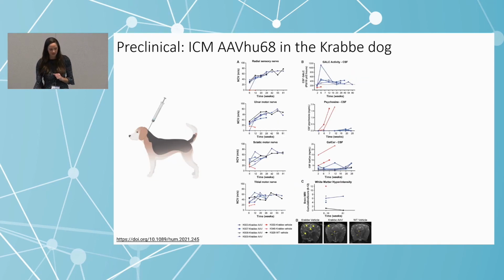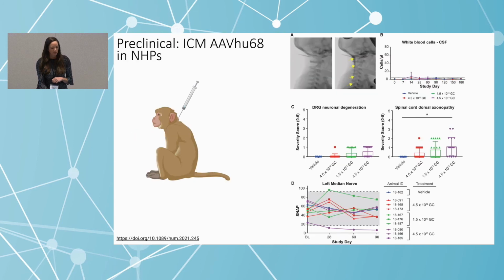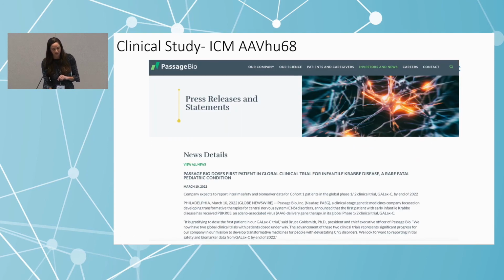Again, we translated this to the dog model where we looked at nerve conduction velocity because this is a clinically relevant outcome measure. We also looked at biomarkers of GAL-C and psychosine in the cerebrospinal fluid, and also measured these dogs by MRI, showed that we were able to improve the disease in all of these areas. We then tested this in toxicity and safety in non-human primates, and we were able to demonstrate that this was safe. And this, again, was translated to the clinic this year.